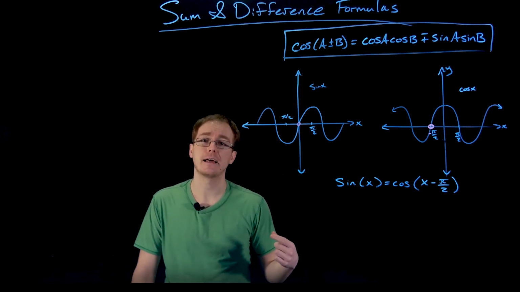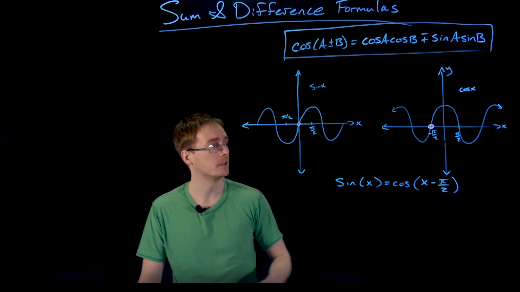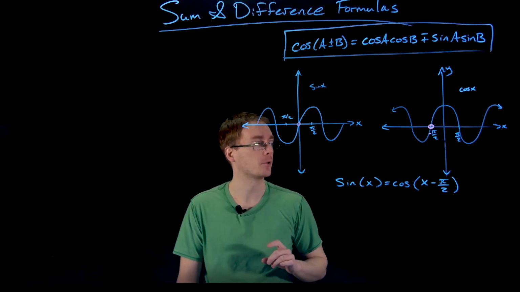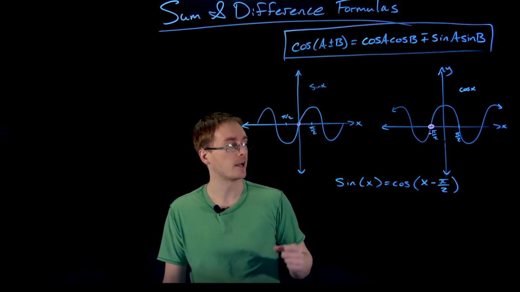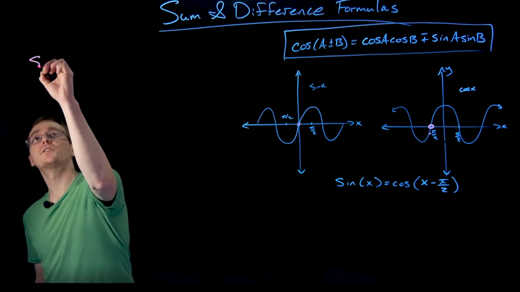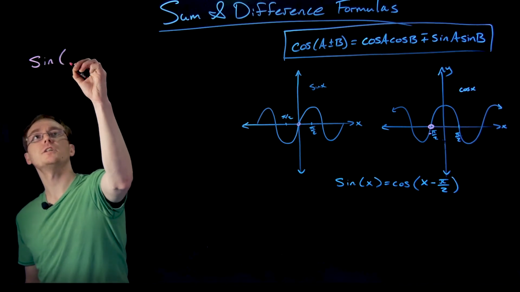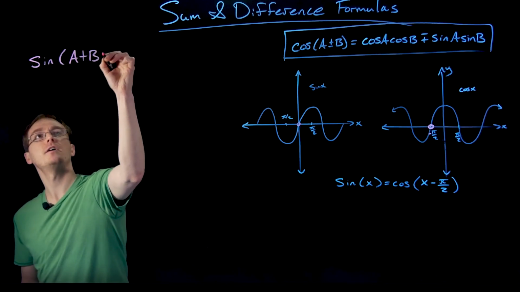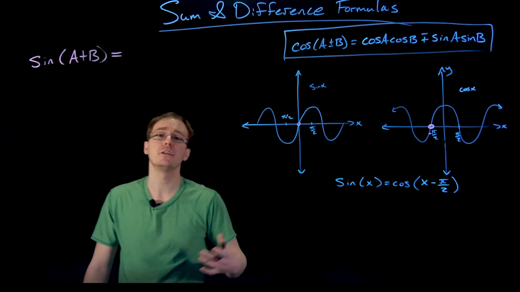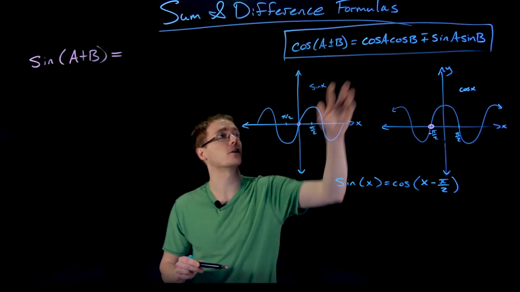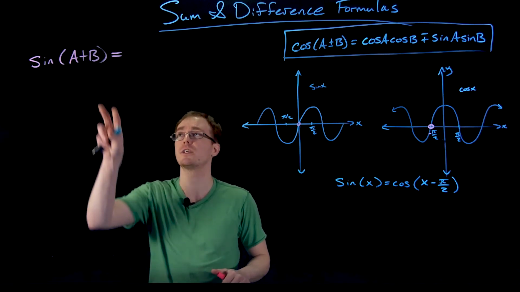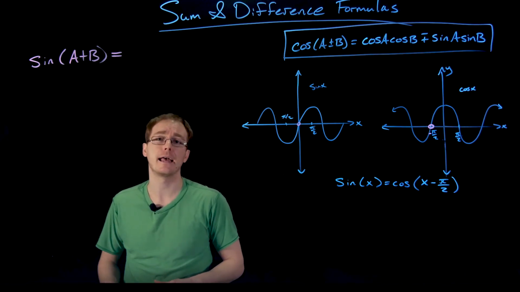Instead, we subtract that number of units from the input of the function. So if we want to shift our cosine graph to the right pi over 2 units, that's going to end up looking like, in function notation, cosine of x minus pi over 2. And so we're going to start by deriving our sum formula for our sine function. So we're going to try to figure out a formula that helps us evaluate sine of the quantity a plus b. And when we finish with this formula, kind of similar to what we saw for our cosine formulas, we want to express this in terms of just sine and cosine of those individual angles a and b.